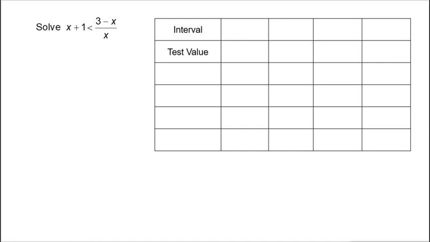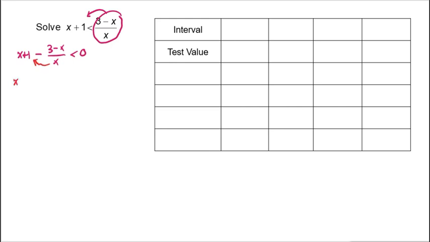What we need to do is bring this to this side. Do not multiply x here. The common mistake is that you multiply x here and then you have x plus 1 less than 3 minus x. That is wrong. You have to bring this to this side, so we have x plus 1 minus (3 minus x) over x, which is less than 0. Now you can multiply this x here.